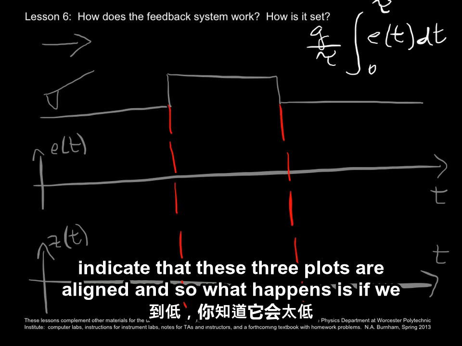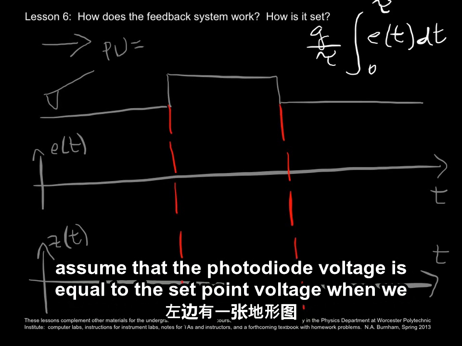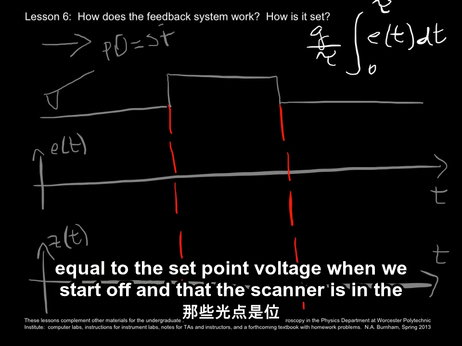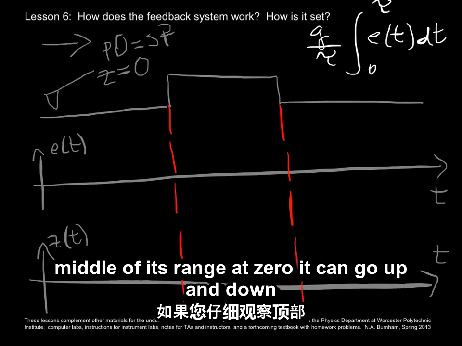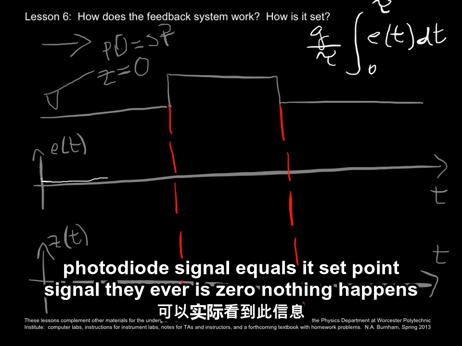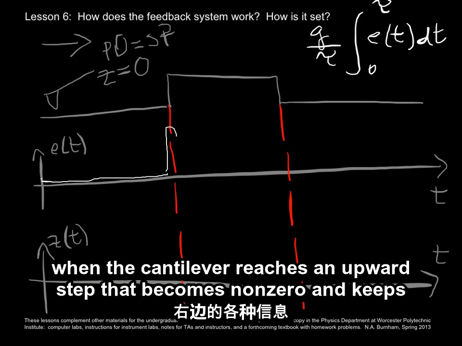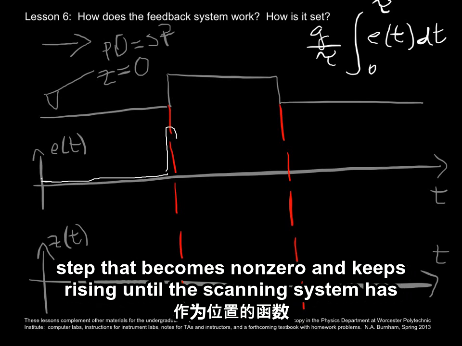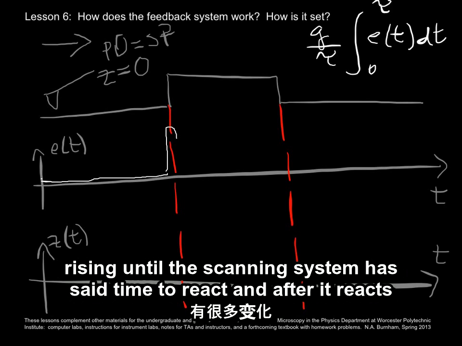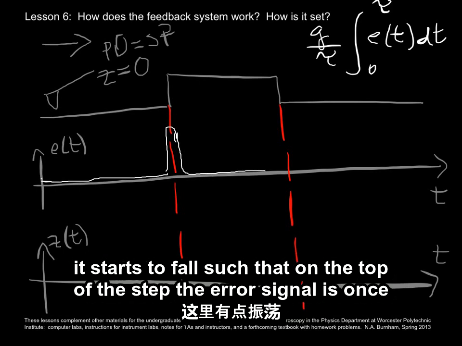And so what happens is, if we assume that the photodiode voltage is equal to the set point voltage when we start off, and that the scanner is in the middle of its range at zero, it can go up and down, positive and negative, then when photodiode signal equals set point signal, the error is zero, nothing happens. When the cantilever reaches an upward step, that becomes non-zero and keeps rising until the scanning system has had time to react, and after it reacts, it starts to fall, such that on the top of the step, the error signal is once again zero.